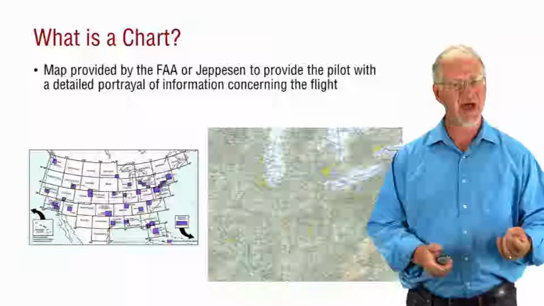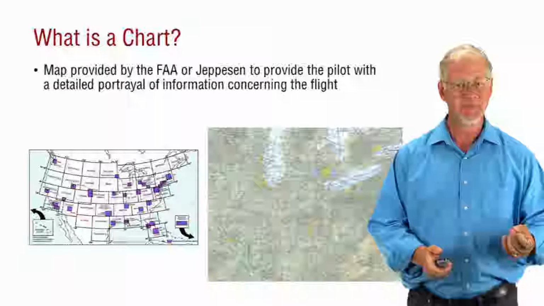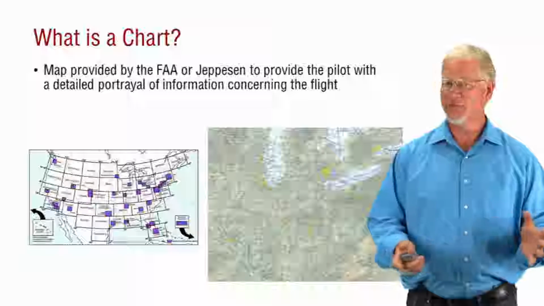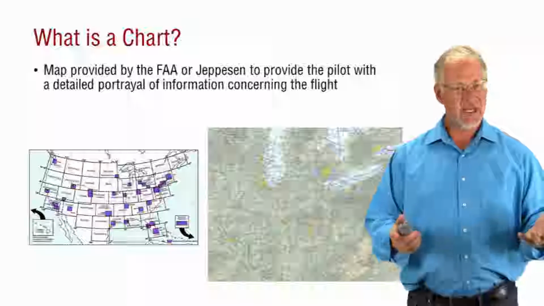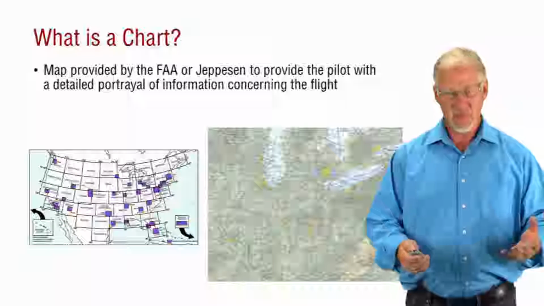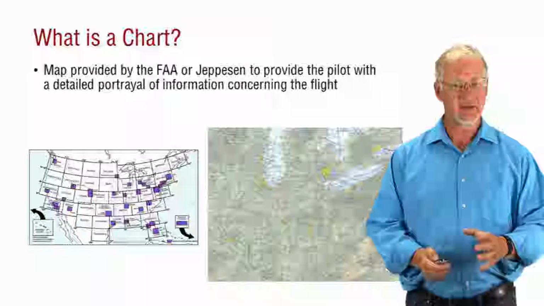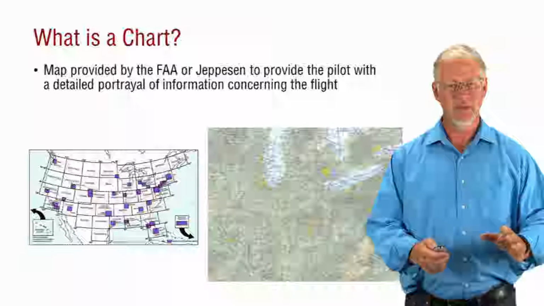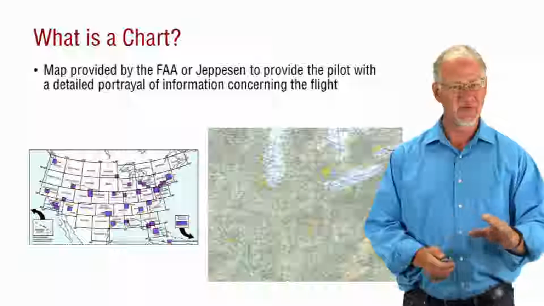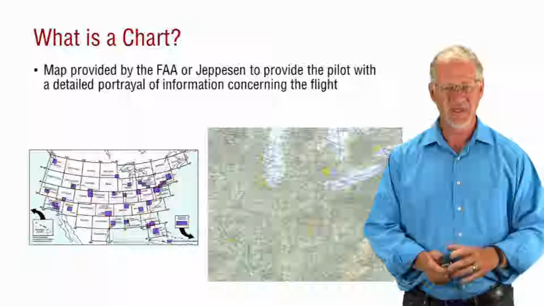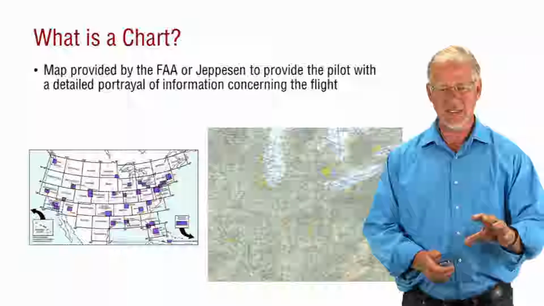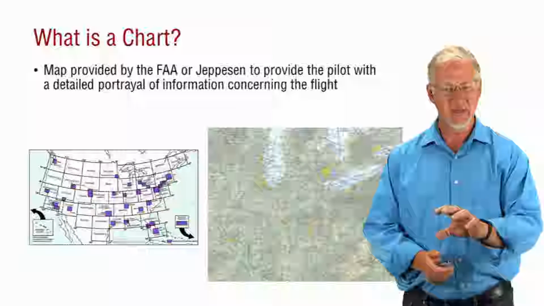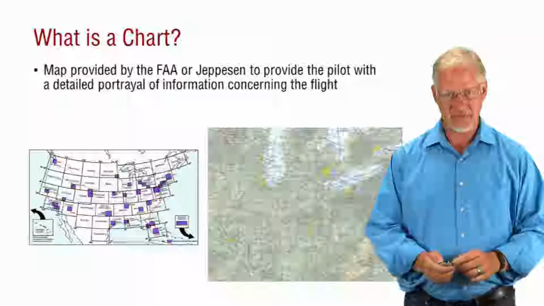Well, it's a map that's provided by the FAA or Jeppesen to provide the pilot with a detailed portrayal of information concerning the flight. So you've got 2 different types of charts coming up on the screen. We're going to go through the one on the right more than the one on the left, but the one on the left just gives you a basic idea of what the chart on the right means. See those little boxes on the left-hand side of that screen in that national map? Well, the map to the right is just one of those boxes.